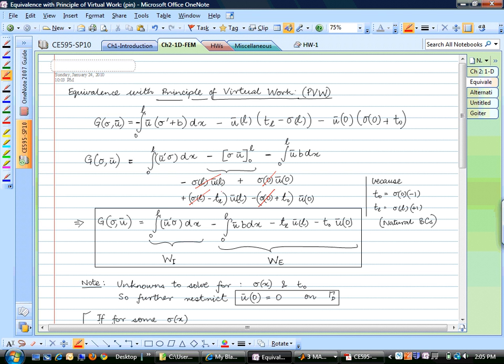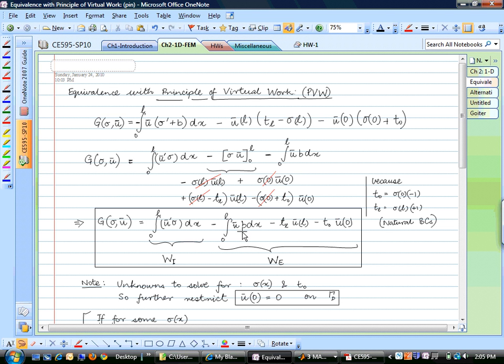So if you cancel off those terms, what you're left with is this first term right here, and this is nothing but the internal virtual work. If you have a body that is in equilibrium, if you take small variations of that, the internal virtual work is going to be given by this. And similarly, you have other terms that are going to be the external virtual work.